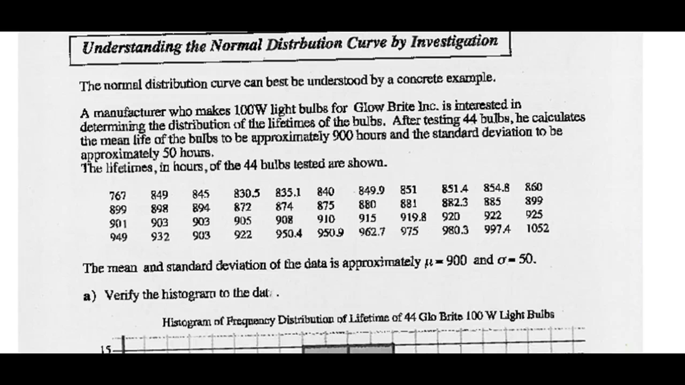Let's do that by looking at this concrete example. The manufacturer makes 100-watt light bulbs for Glow-Brite Inc. and is interested in determining the distribution of the lifetimes of the bulbs. He tested 44 bulbs, calculated the mean life to be about 900 hours, and the standard deviation to be approximately 50 hours. The lifetime in hours of the 44 bulbs tested are shown.